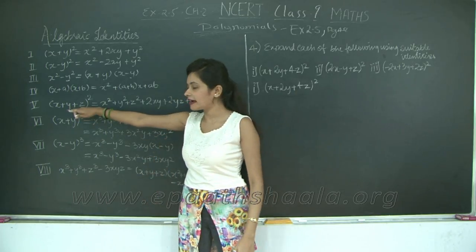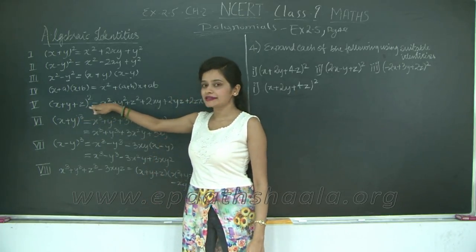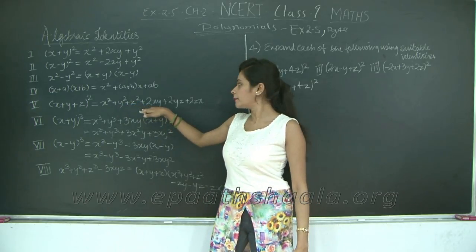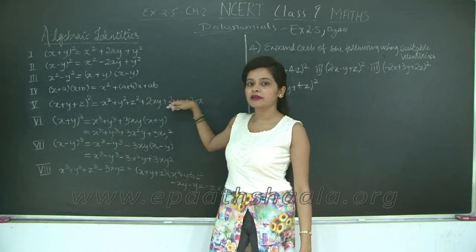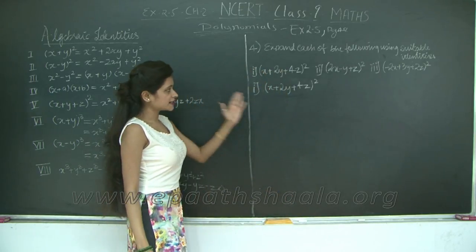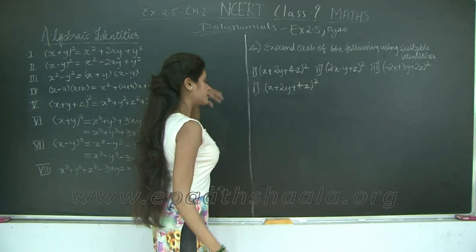So here we directly have the formula: x plus y plus z the whole square is equal to x square plus y square plus z square plus 2xy plus 2yz plus 2zx, right? So I'm going to use the same identity to solve this question, right?